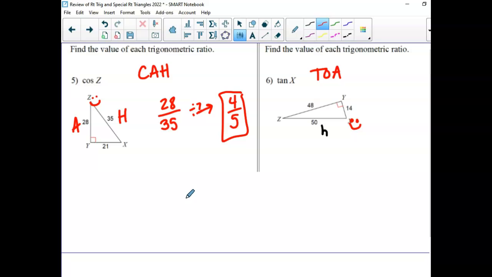Are we good? Okay, this one goes to X, and then it wants opposite over adjacent. You have to be a little careful on this picture because the 50 is the hypotenuse, so opposite over adjacent would be 48 over 14, which only reduces by 2, I think, to 24 over 7. Yes? No? Everybody okay?